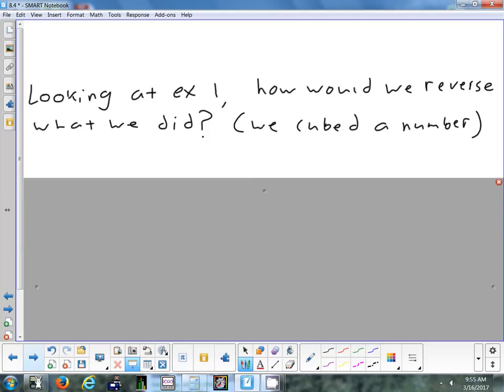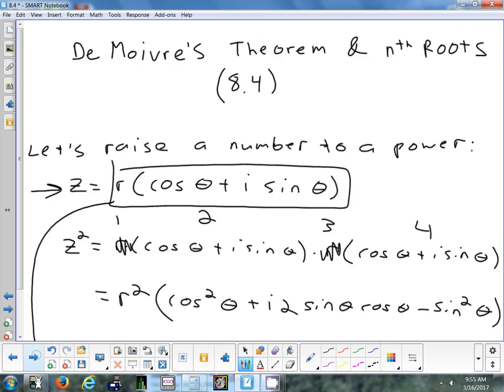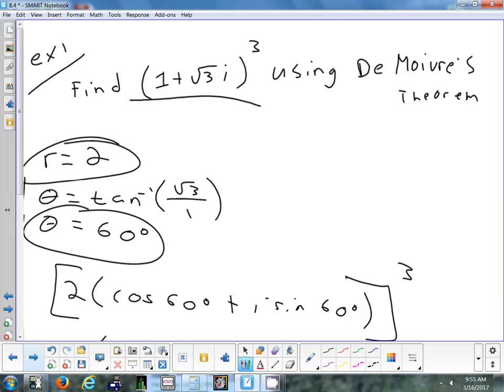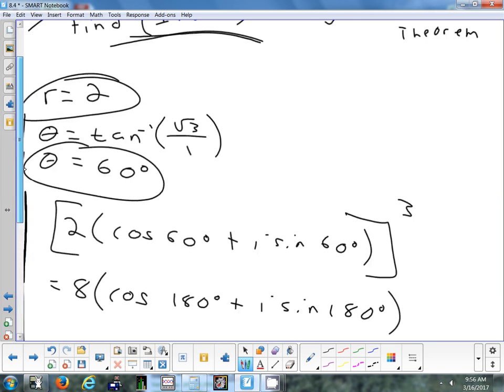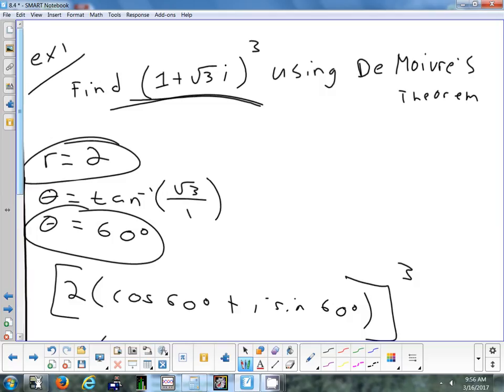All right, so in example 1, we've already kind of touched on this. We took a number and we cubed it. So what would be the opposite of cubing? Cube root. So if we took that and we cubed it and got that, then you could take this, cube root it, and you would go back to what you started with. Or at least that would be one of the 3 answers you could get.